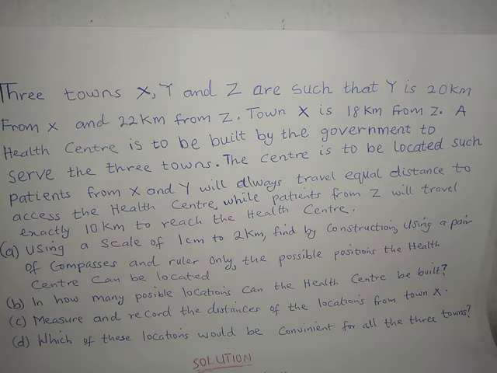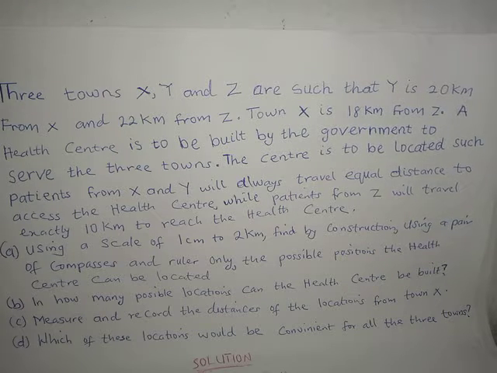Then again, we are told that no matter where the health center is located, Z will always move exactly 10 kilometers to the health center. So that will be the locus of points equidistant from a fixed point, and the fixed point now is Z. The locus of points equidistant from a fixed point is a circle whose radius is equal to the distance from the fixed point. So we see that we already have the two loci. The first locus is the locus of points equidistant from X and Y, and the other locus is the locus of points having equal distance from point Z.